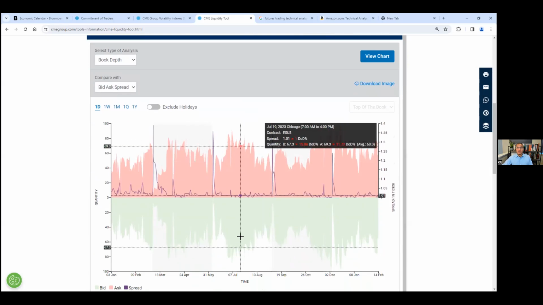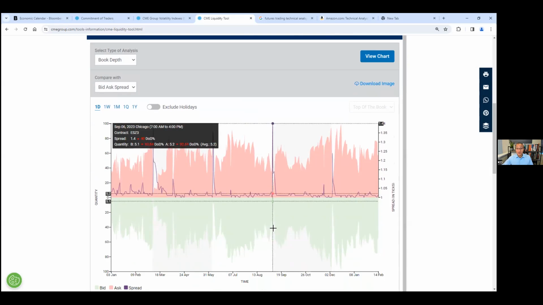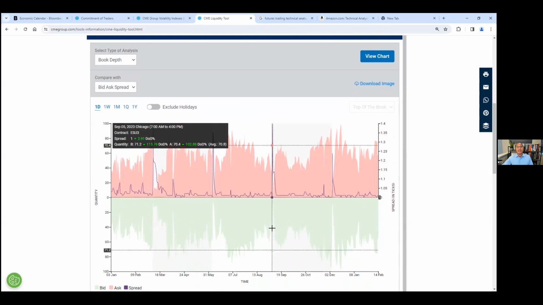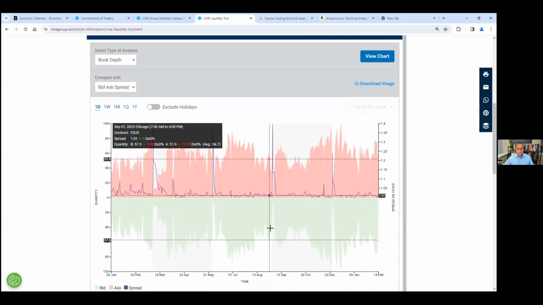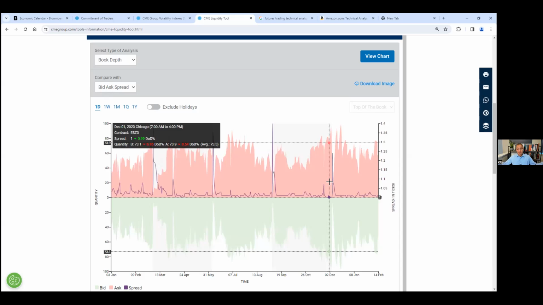Last year, October, what happened in October? In August, we started seeing liquidity going down. September, October, boom, liquidity's just dried up. We had a small pullback in the marketplace. We bounced back up. We start seeing liquidity come back out.